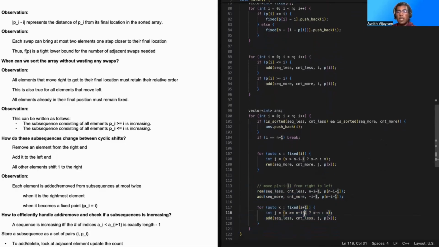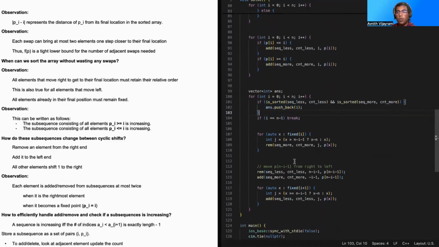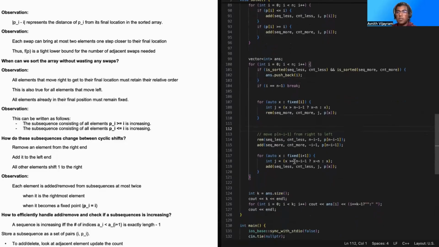And then finally, on the next iteration, elements are going to start to reach their fixed point. So essentially on the i plus one iteration, if elements reach their fixed point, we're going to add it to the sequence with less. And after this, we've fully updated our sequences for the next iteration. So on the next iteration of the for loop, we can just check if those are sorted. And if they are, we can add that to our answer. After this for loop is done, our answer will contain all the good cyclic shifts. And all we'll need to do is print out our answer.